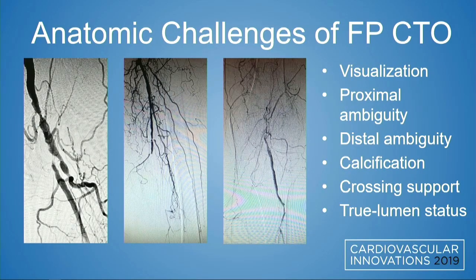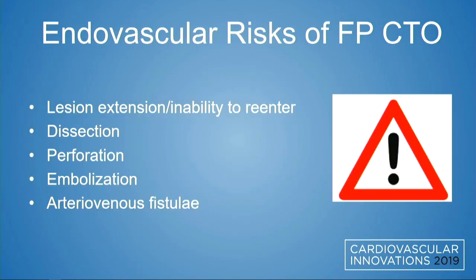There are many anatomic challenges with femoral popliteal CTO, particularly in the location of the CTO. On the left, we see an ostial lesion, which is very differently managed sometimes than those in the mid-SFA or distal into the popliteal segment. But certainly some things are true: visualization, proximal ambiguity can be an issue, distal ambiguity, calcification, crossing support, and true lumen status are important points when you're considering using these reentry devices.